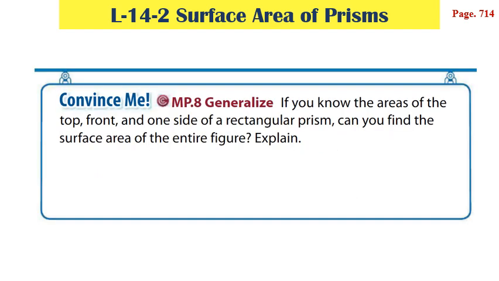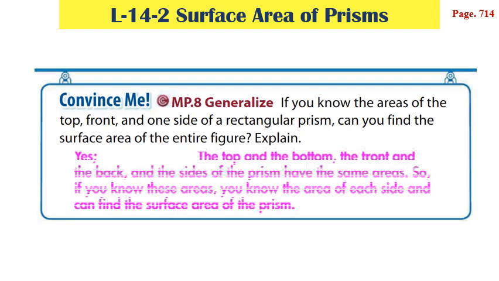All right, dear students. Now tell me the answer for this question. If you know the areas of the top, front, and one side of a rectangular prism, can you find the surface area of the entire figure? Explain. Very good. Yes, the top and the bottom, the front and the back, and the sides of the prism have the same areas. So, if you know these areas, you know the area of each side and can find the surface area of the prism.